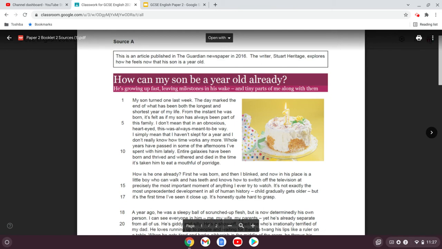Source A. This is an article published in the Guardian newspaper in 2016. The writer Stuart Heritage explores how he feels now that his son is a year old. How can my son be a year old already? He's growing up fast, leaving milestones in his wake, and tiny parts of me along with them. My son turned 1 last week. The day marked the end of what has been both the longest and shortest year of my life.